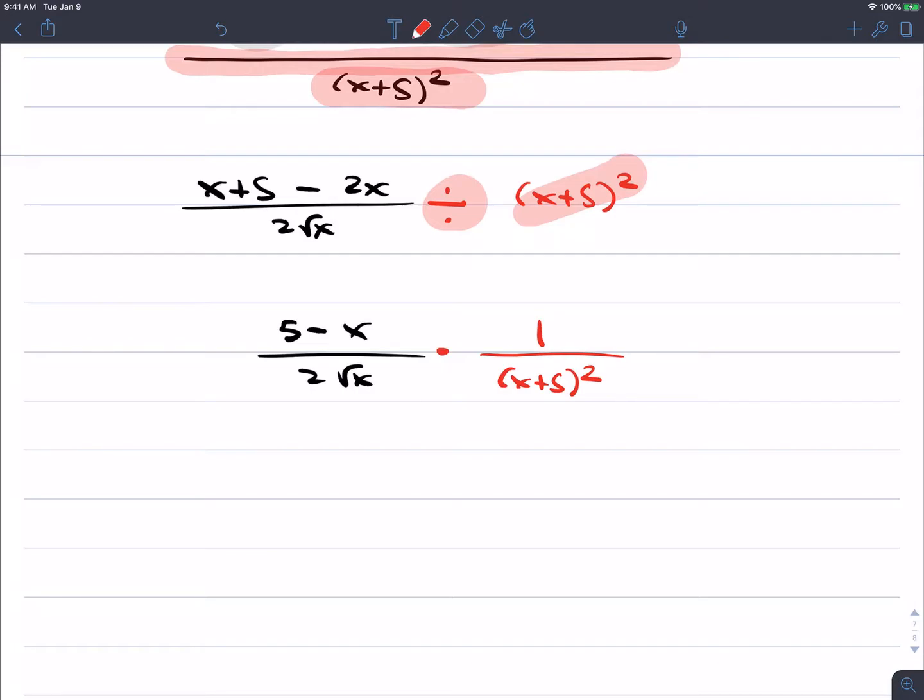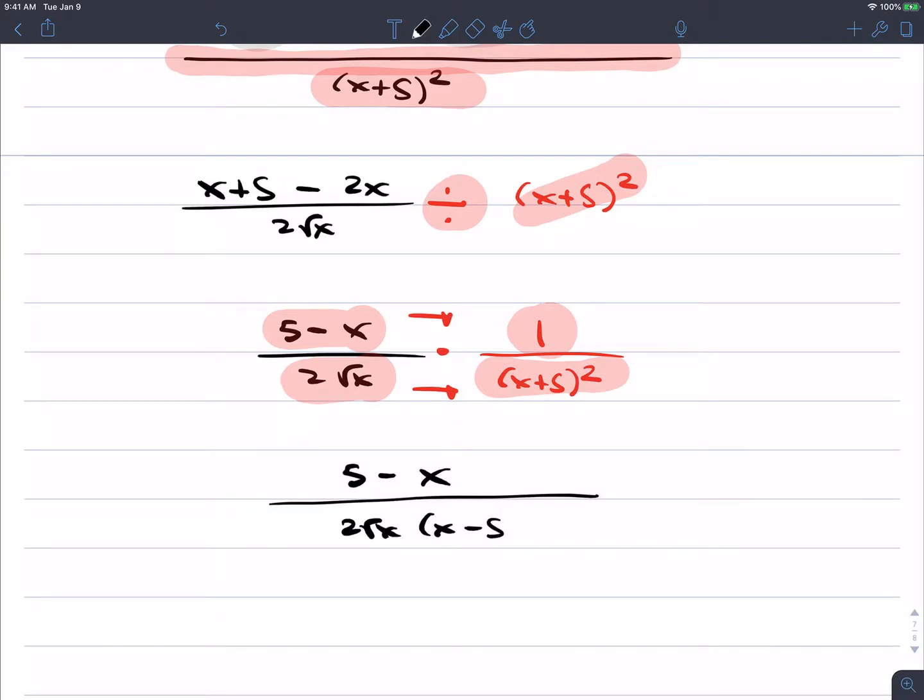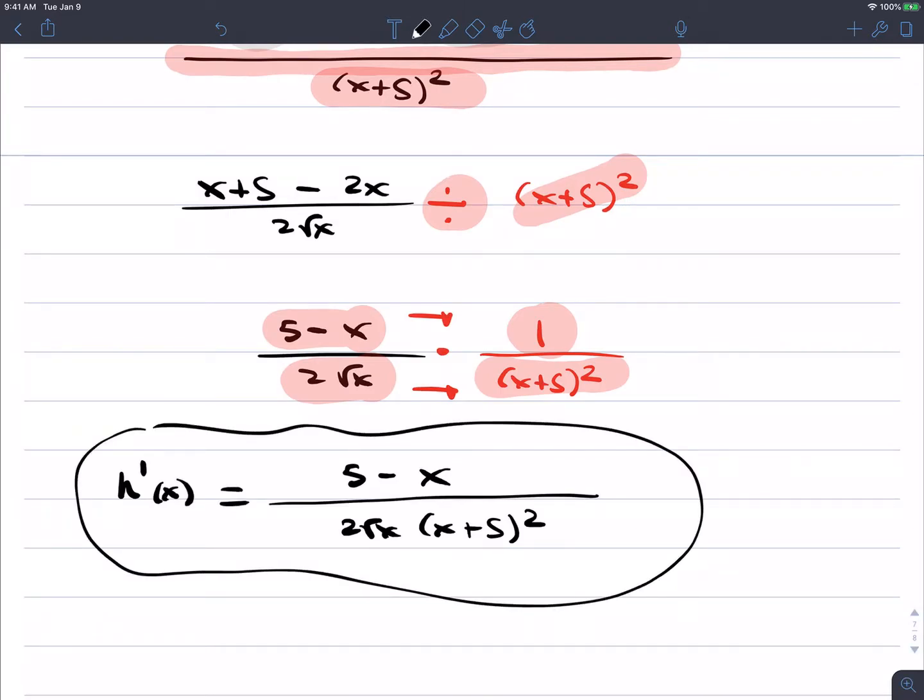So remember, how do we multiply now? Straight across, and I mean horizontally across. So 5 minus x, if you look at this, times 1 will give you simply 5 minus x, and then 2 times the square root of x times x plus 5 squared. So we get 2 times the square root of x times x plus 5 squared. This here is the derivative of our function here. And you're done.